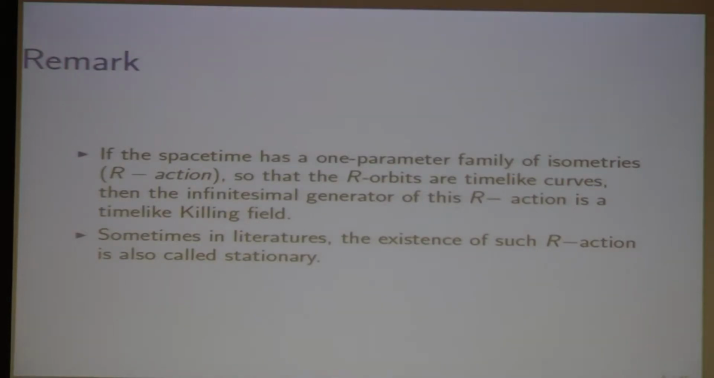If the space-time has a one-parameter family of isometries, then the R orbits are time-like curves. In this case, the infinitesimal generator of this action is a time-like Killing field. In the literature, sometimes people call the existence of such an R action stationary. But our definition is slightly broader than this one.